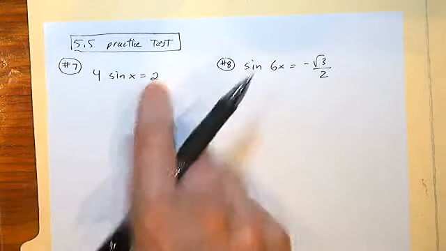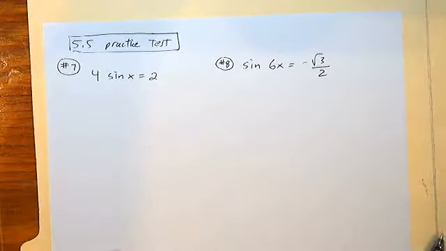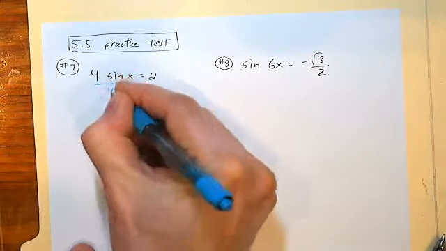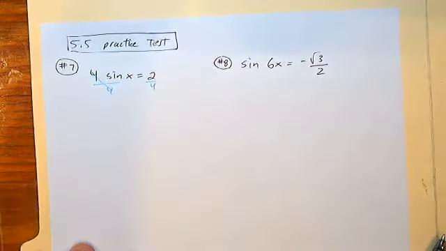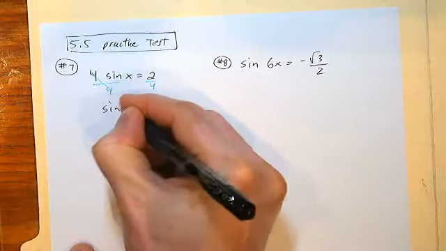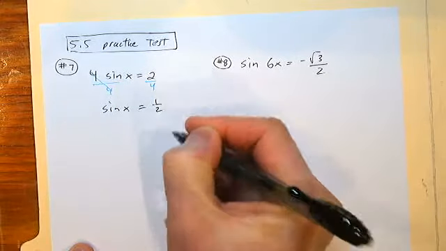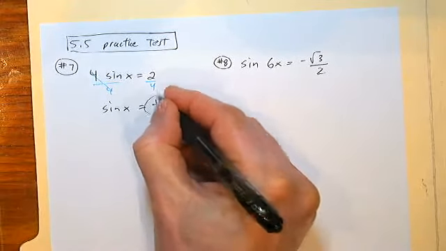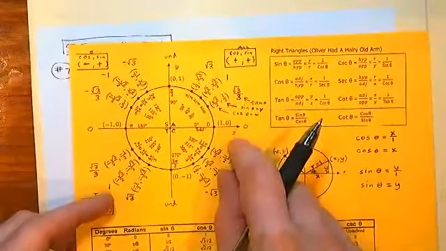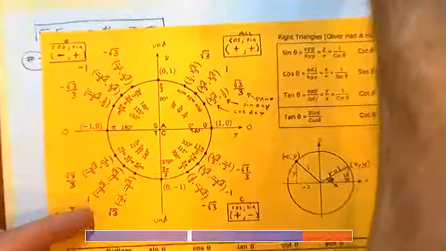Okay, so we got 4 sine x is 2, so let's just get this alone. So I'm gonna go quick, divide by 4, divide by 4, that's gone. I got sine of x is 1/2. Okay, so let's look this up. Where's the sine 1/2? So I grab my sheet, and I'm sorry the video is grainy and blurry.